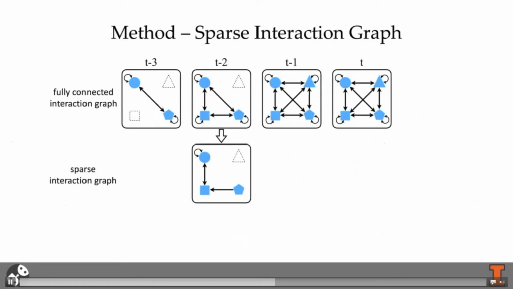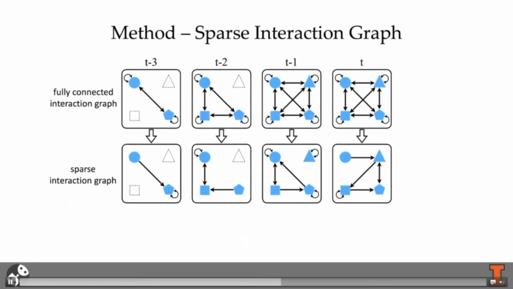In the example, we did the sparse interaction graph inference at t-2. We can run the edge Gumbel selector for each time step in parallel, so that we can get a sequence of sparse interaction graphs.